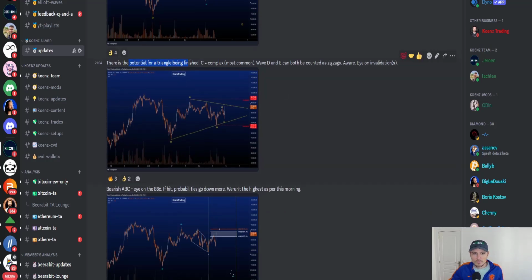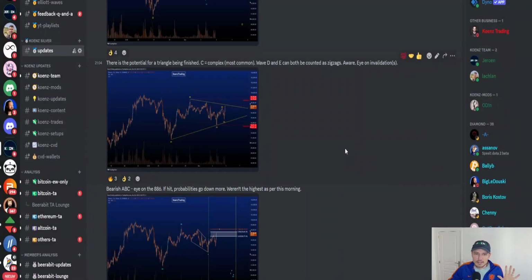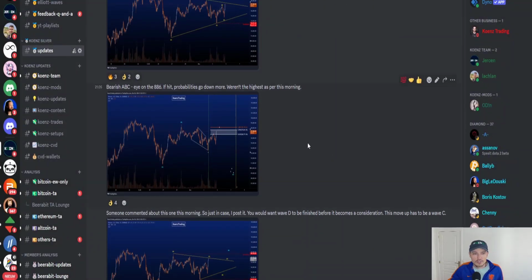Now there is the potential of a triangle being finished, right? So wave C is complex, D and E can both be counted as zigzags, and then you look for price to continue towards the upside. That is also a scenario, that's the bullish scenario I shared, right?